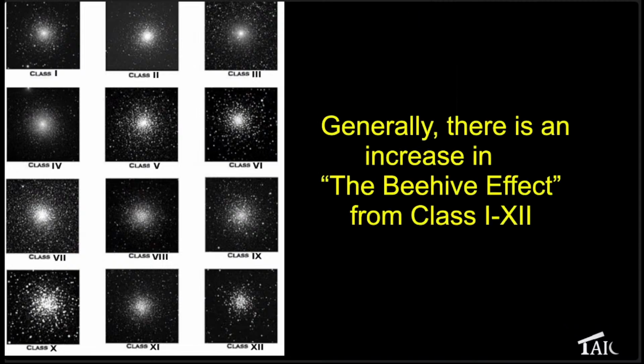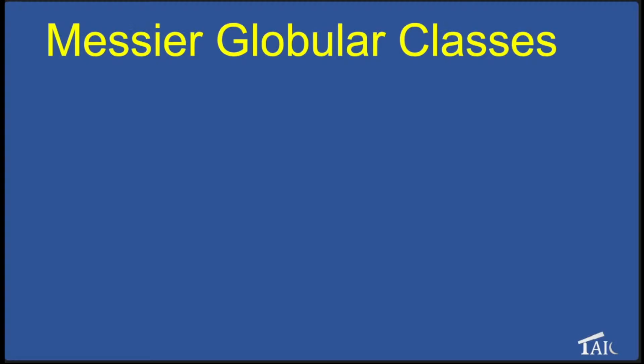Another factor that goes along with this is that generally, as we go from class 1 up to class 12, there's an increase in what I call the beehive effect, which is the number of scattered stars in the periphery of the globular star cluster.